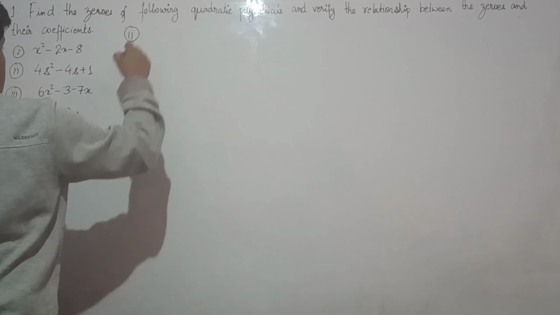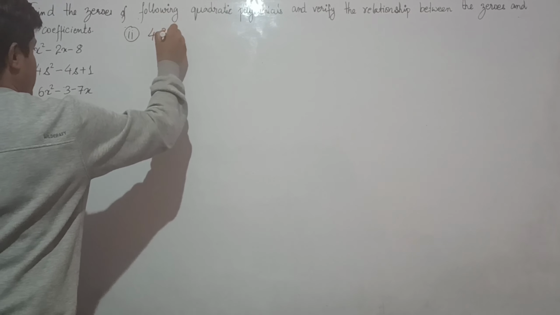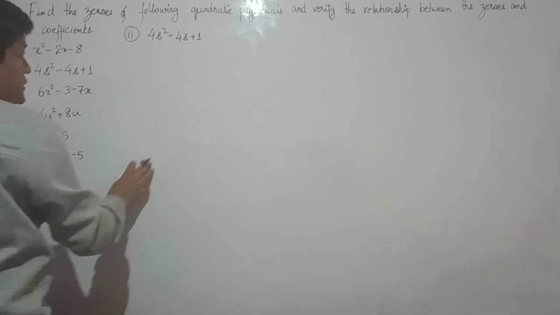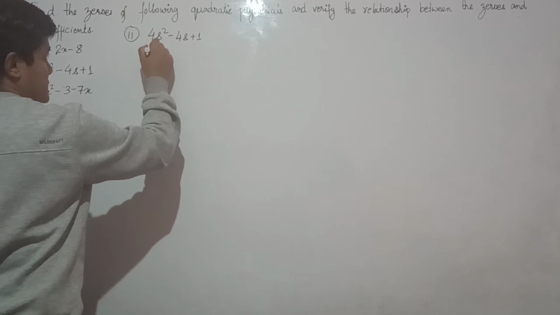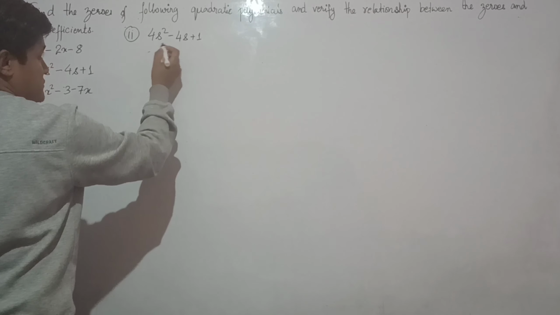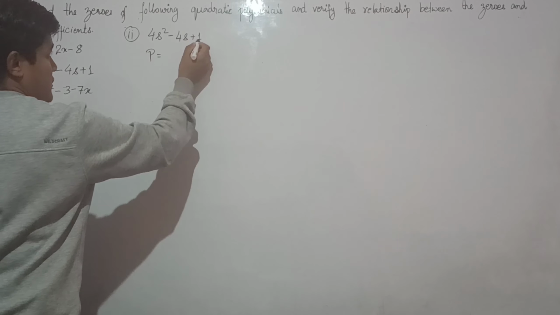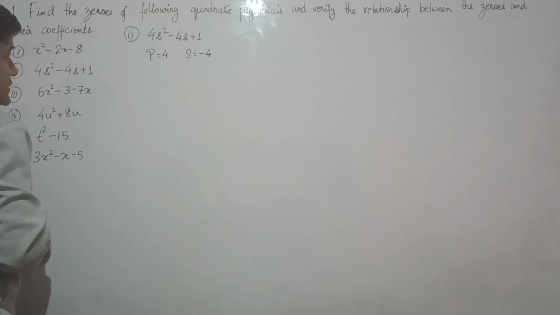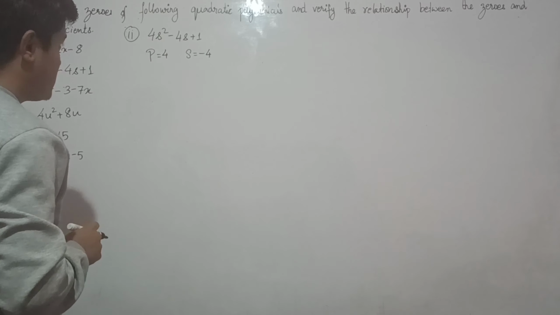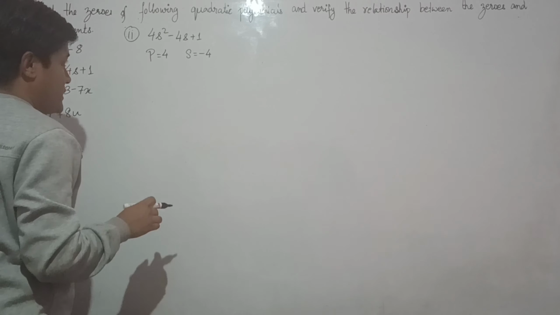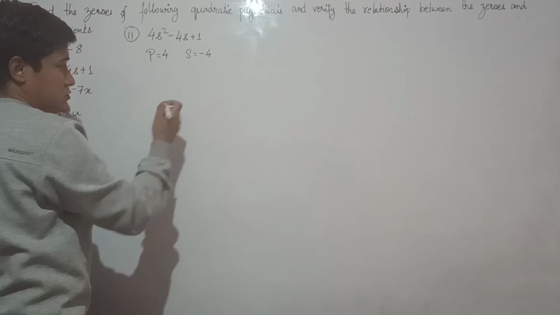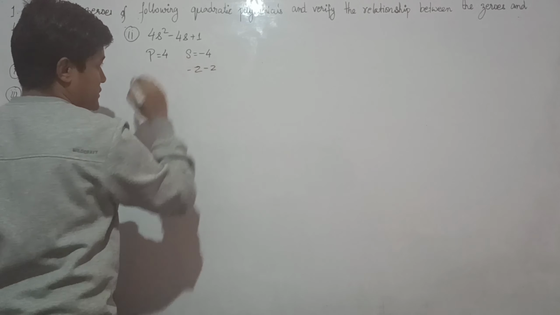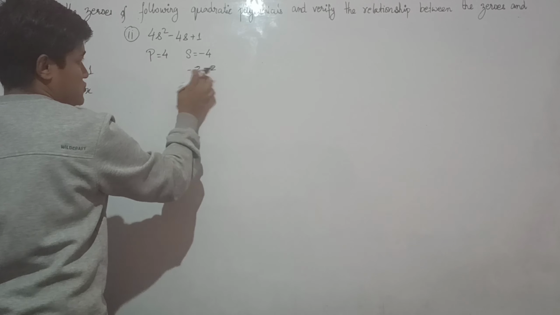Question number 2, 4s square minus 4s plus 1. Again we need to find the zeros. So by middle term break, the product will be 4 times 1, which is 4, and the sum will be minus 4. So such numbers which when multiplied give 4 and when added give minus 4: 2 times 2 is 4, so both signs must be minus, so that minus into minus is plus, 2 times 2 is 4.